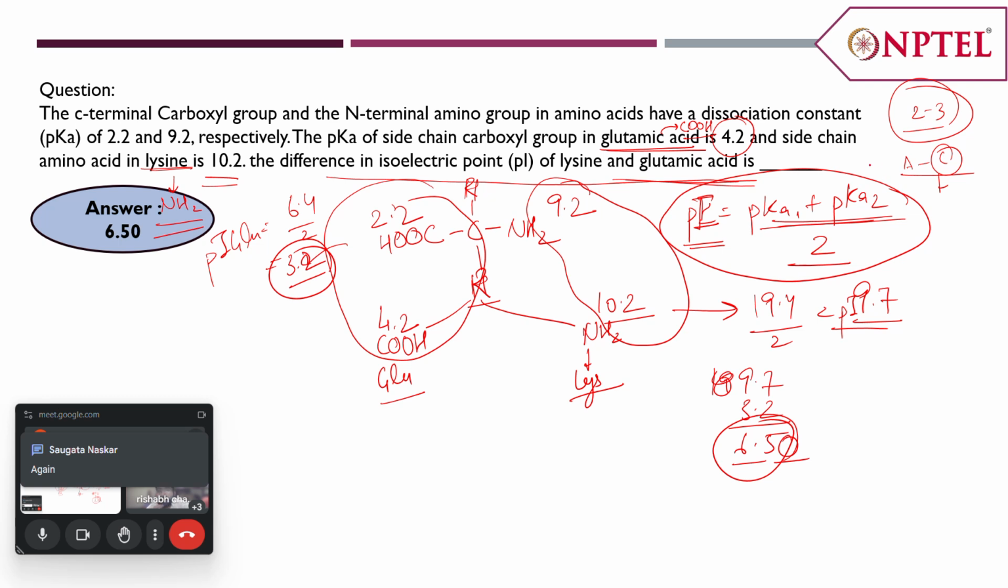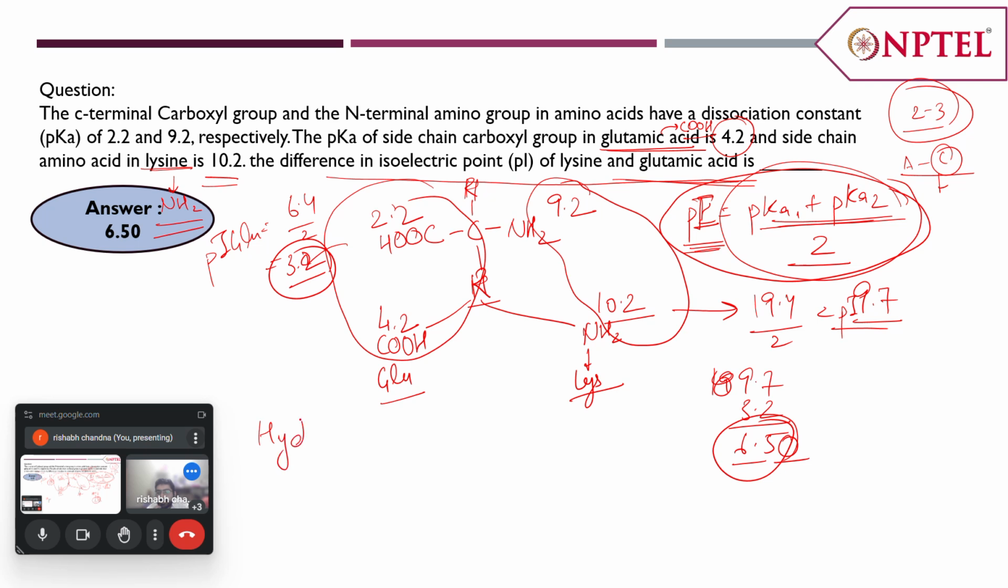Okay, so whenever we calculate pI, the formula is fixed. It is the average between the two pKa values. In the case of hydrophobic amino acids like glycine, alanine, leucine, isoleucine, we have one carboxyl group, one amino group, and then the side chain that is hydrophobic, so that does not have any charge. So we take the average of the pK values of these two groups.